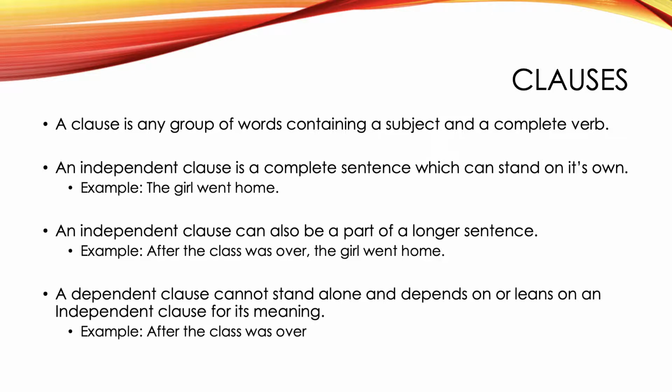Okay, now let's talk about clauses. A clause is any group of words that contains a subject and a complete verb. An independent clause is a complete sentence which can stand on its own. For example, the girl went home. In that case, the girl is a subject, went home is a predicate. It's an independent clause. It can stand by itself, or it can be part of a bigger, longer sentence. An independent clause like this one could be used to make that longer sentence by saying, after the class was over, which is an introductory element, the girl went home. So after the class was over, the girl went home.